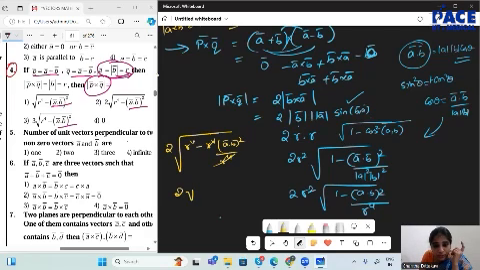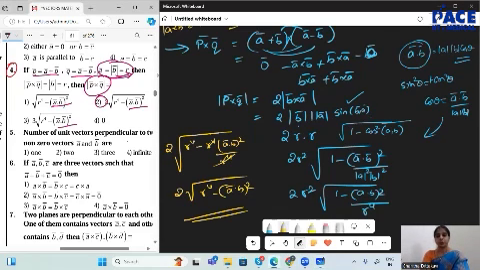Now do you find your option there? Observe R to the power 4 minus A dot B whole square. Where do we find it? That is your option 2.